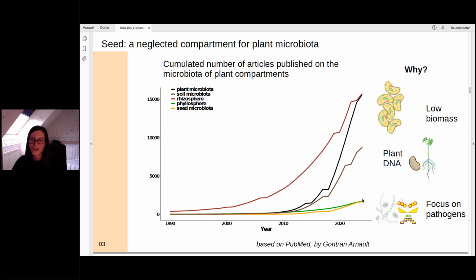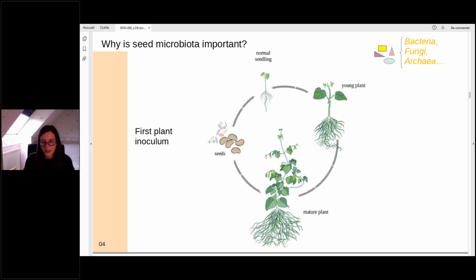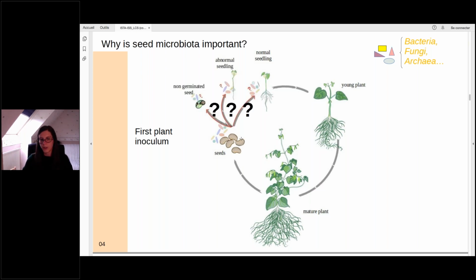And why is it important to not only study pathogens? So I told you seeds always harbor some microbiota. This microbiota represents the first plant inoculum during the plant's life cycle. So it's the first microbiota, and our hypothesis is that it plays a role during the first developmental stages of the plant, so during germination and emergence. So maybe some bad microbiota could prevent the seed from germinating or lead to abnormal seedlings, while some good microbiota could help the plants to germinate and emerge and give a normal seedling, and also protect it against phytopathogens.